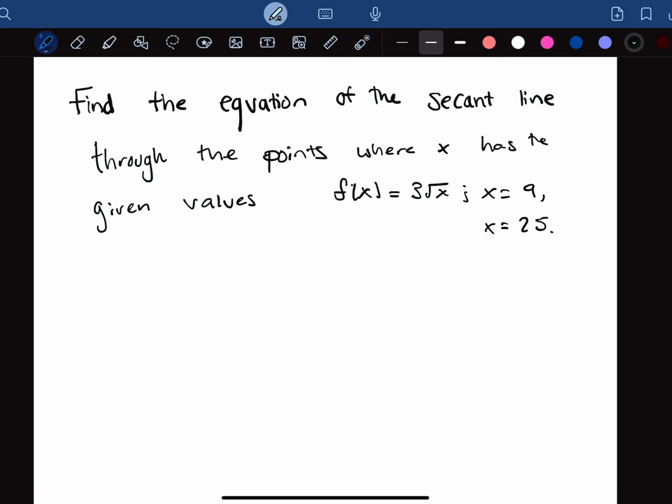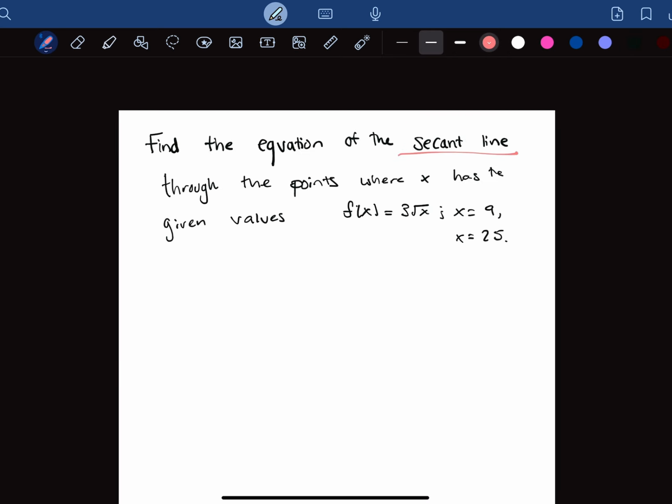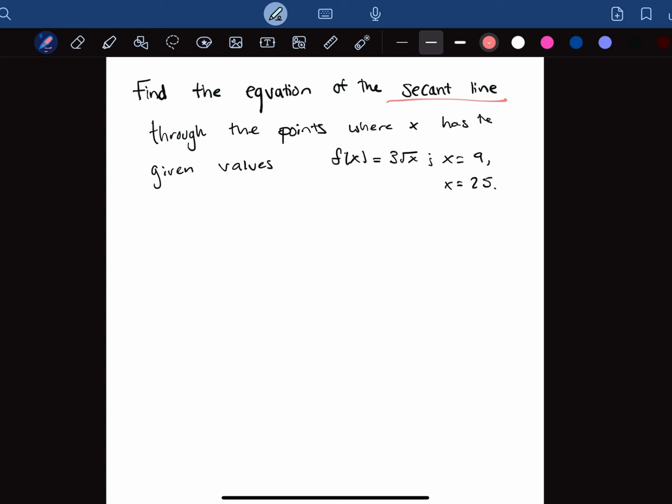So for this problem, let's first look at what we're talking about when we're finding the secant line. When we're looking at a secant line, we are looking at a line touching the graph at 2 points. The difference between this and a tangent line is that a tangent line would only touch our graph once. So this would only have 1 point on our graph.